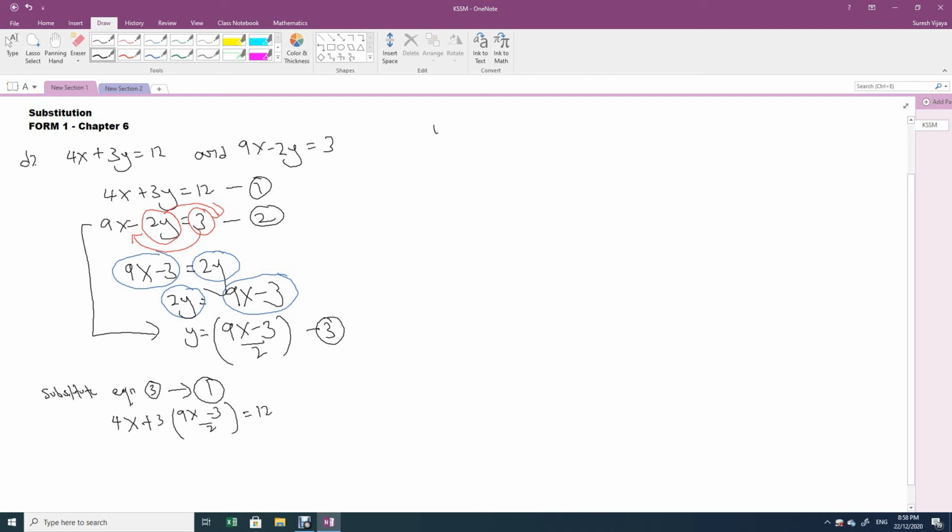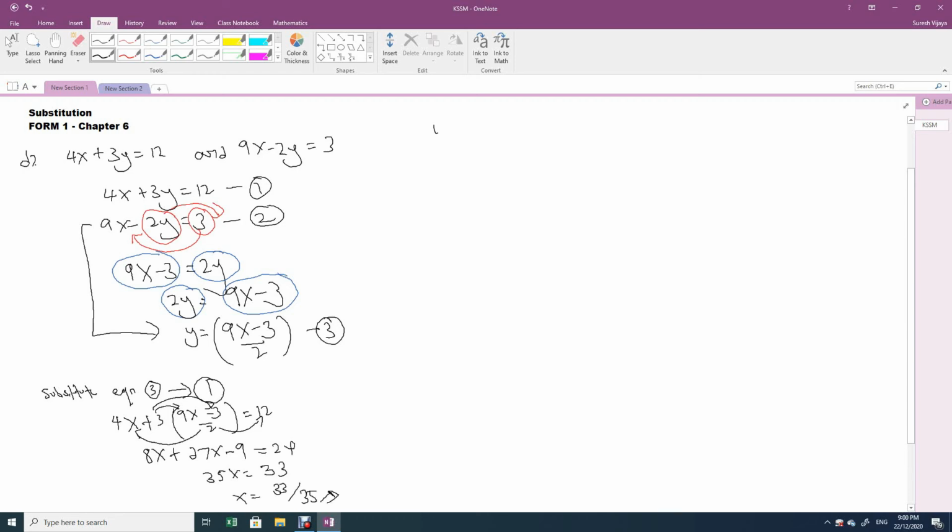Easiest is, normally we just times up the value of 2. This is part of the algebraic equation understanding. So timesing by 2, you will get 8x plus 3 times 9x, and 3 times negative 3. So you have 27x minus 9 equals 24. So you have 35x equals 33. x will be equal to 33 divided by 35.